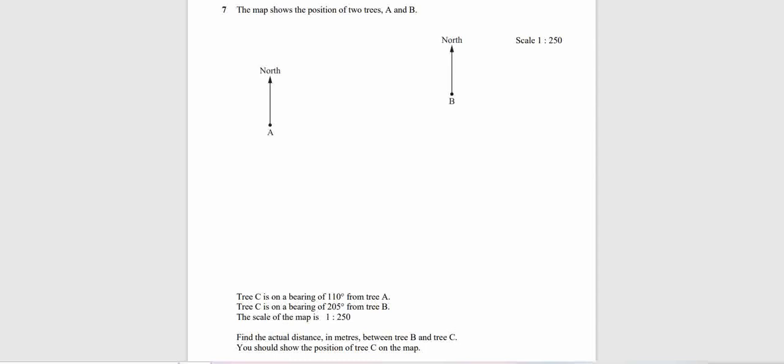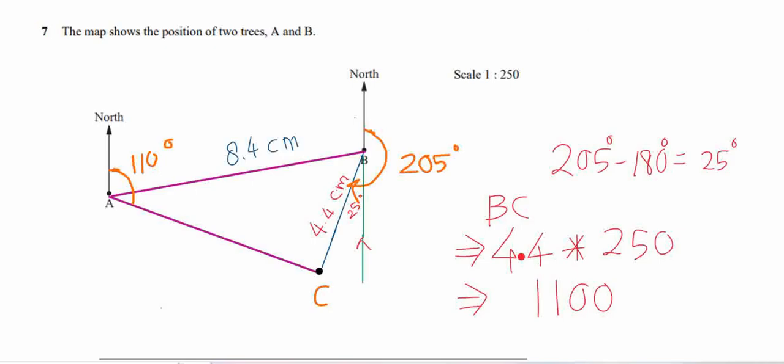Given 10 seconds from now. 10, 9, 8, 7, 6, 5, 4, 3, 2, 1. Are you done? If you have not, you can pause this video and let's reveal the answer. Now this is the explanation. The answer is 1100 meter according to this paper.